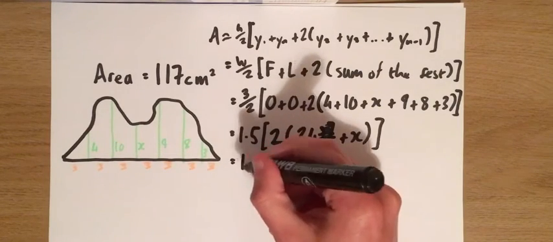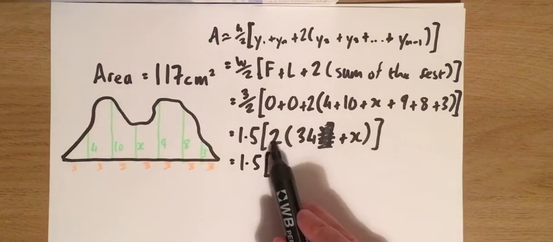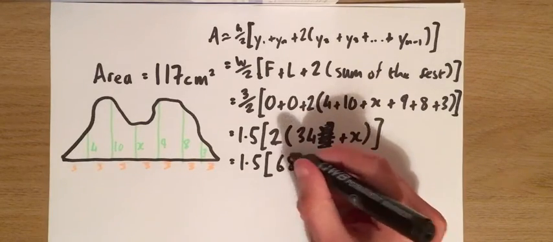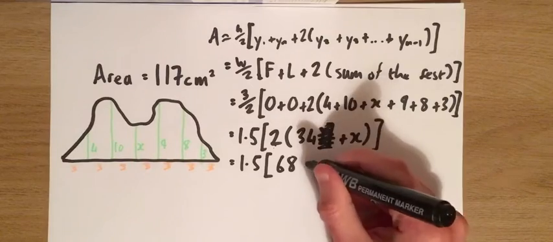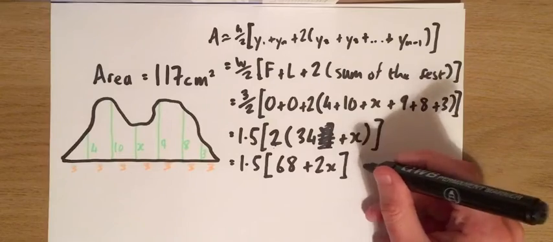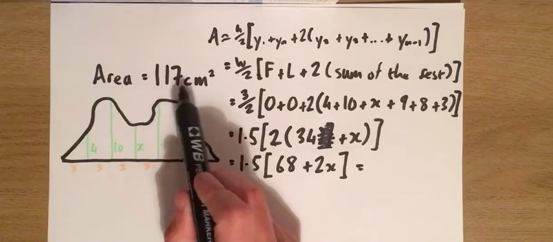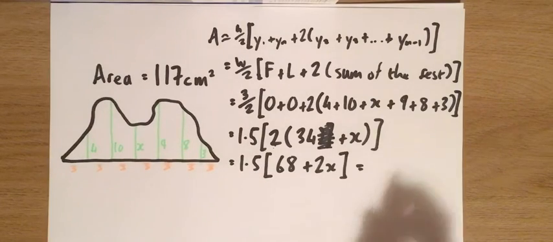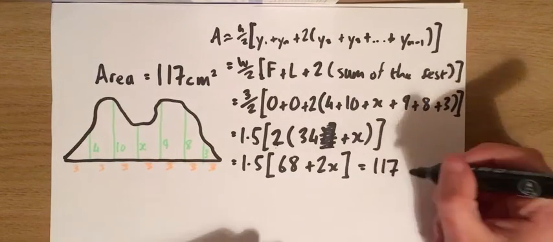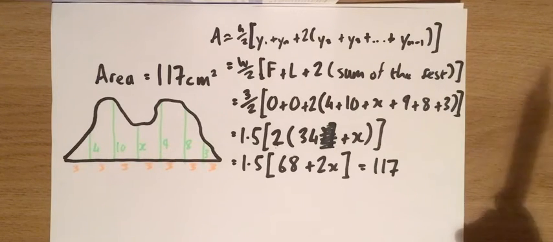All right, so I've got 1.5 times 2, let's just multiply this bracket out then. 2 times 34 is 68. 2 times x is 2x. And this is where I'll introduce the answer. I could have been writing this since the very start if I wanted. I know the answer to this is 117 centimeters squared. So this is equal to 117.